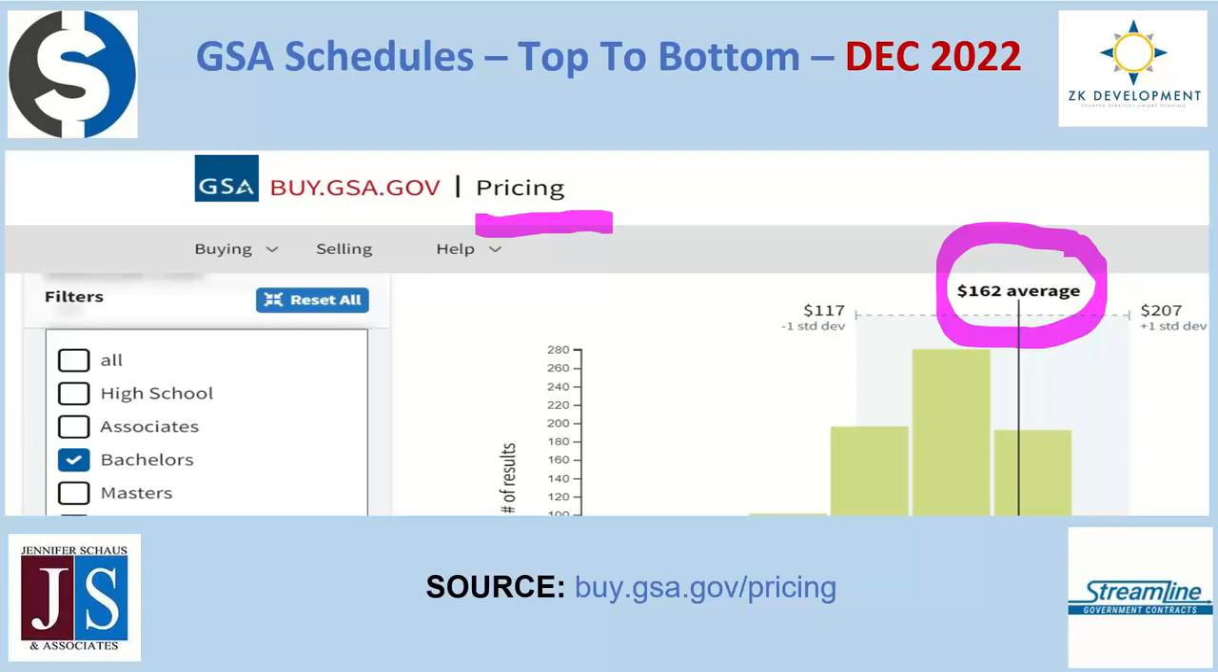Here's a screenshot from what used to be the Calc site. What I typed in here was program manager, with 5 years of experience, bachelor's degree. You've got parameters on the left-hand side that you can check off. This is the GSA average, 162 per hour. So if your program manager is typically billing at, let's say, $200 or more with those same parameters, bachelor's, 5 years, you're basically going to be negotiated by GSA down to a rate of 162.